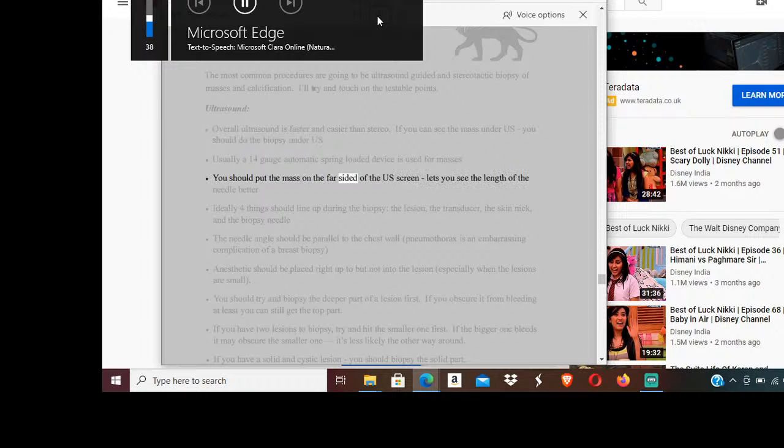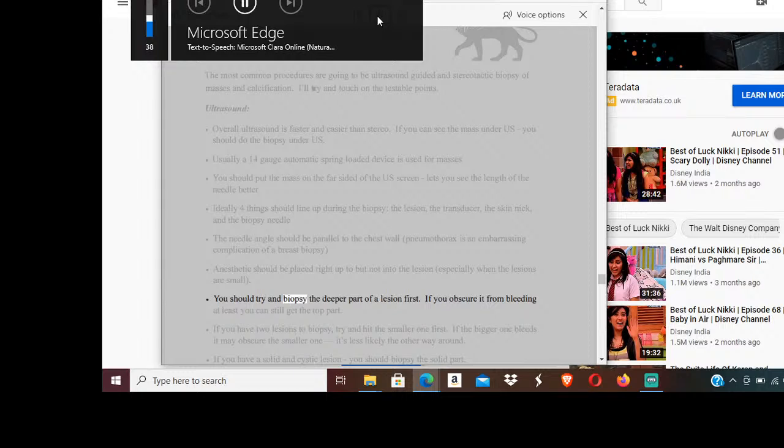You should put the mass on the far side of the US screen. It lets you see the length of the needle better. Ideally four things should line up during the biopsy: the lesion, the transducer, the skin nick, and the biopsy needle. The needle angle should be parallel to the chest wall. Pneumothorax is an embarrassing complication of a breast biopsy. Anesthetic should be placed right up to but not into the lesion, especially when the lesions are small.